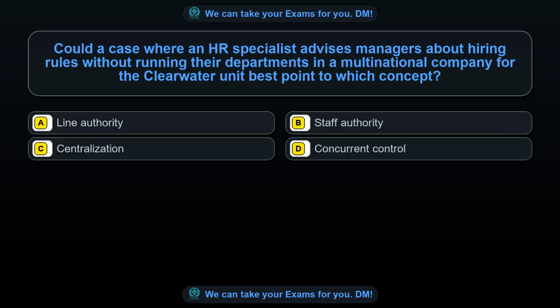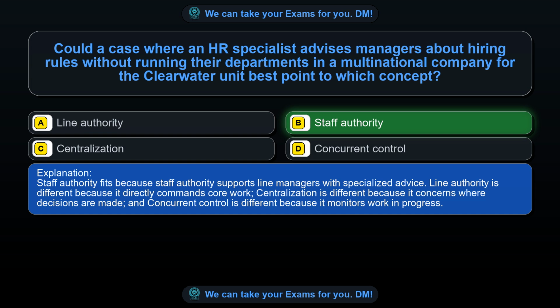Question 36. Could a case where an HR specialist advises managers about hiring rules without running their departments in a multinational company for the Clearwater unit best point to which concept? Option A, line authority. Option B, staff authority. Option C, centralization. Option D, concurrent control. The correct answer is option B, staff authority.